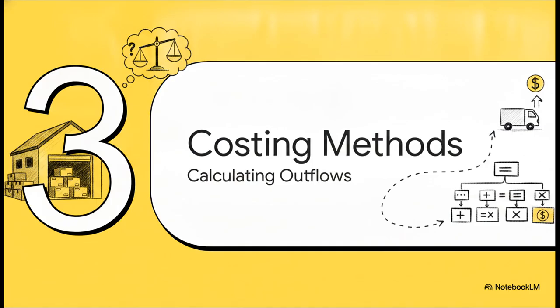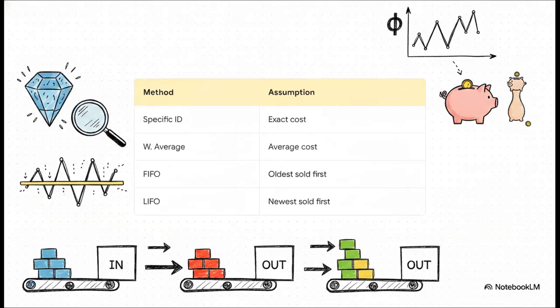All right, our goods are valued and sitting patiently in the warehouse. That brings us to stage 3, costing methods. How do we actually calculate the value of these goods when they finally leave to be sold? Well, there are 4 acceptable methods for costing those inventory outflows. First, you have specific identification, which tracks the exact cost of unique, usually high-value items.